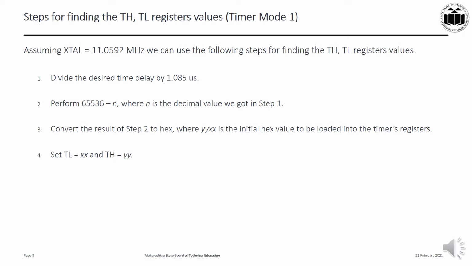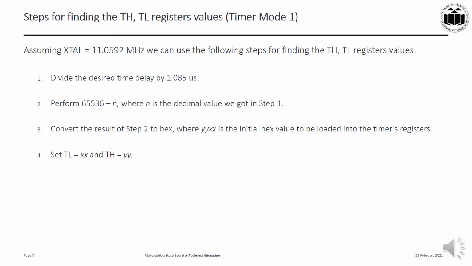First step is to divide the desired time delay by 1.085 microsecond, and then perform 65536 minus n, where n is the decimal value we got in step 1. Convert the result of step 2 into hex, where yyxx is the initial hex value to be loaded into the timer register. And then lastly, load TL with the value xx, and TH with the value yy.